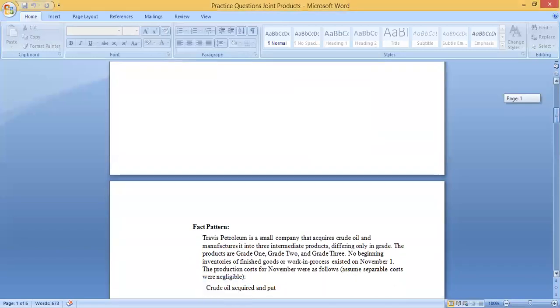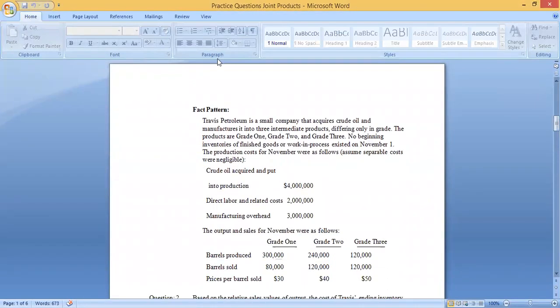Next question, students. We selected a numerical question so that you will have a better understanding of how to solve numericals. It says Travis Petroleum is a small company that acquires crude oil and manufactures it into three intermediate products, differing only in grade. The products are grade 1, grade 2, and grade 3. No beginning inventories of finished goods or work in process existed on November 1. We don't have any kind of opening inventories. The production costs for November were as follows. Assume separable costs were negligible. So we have very small separable costs.